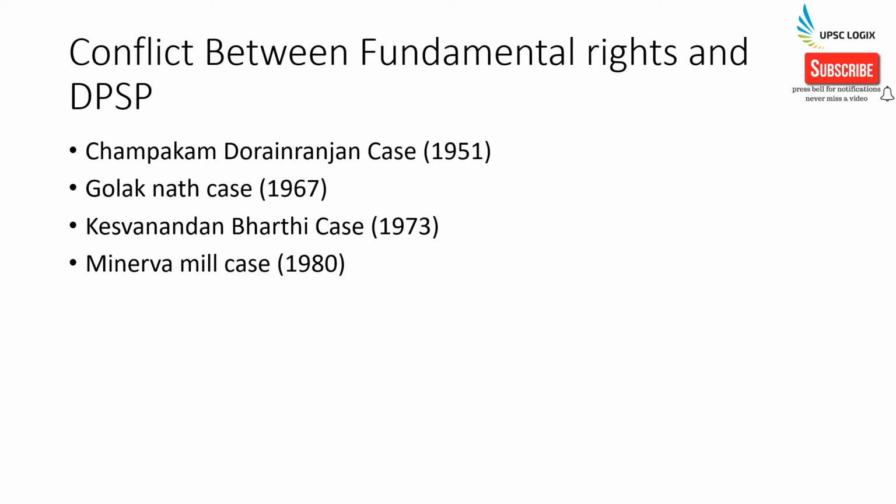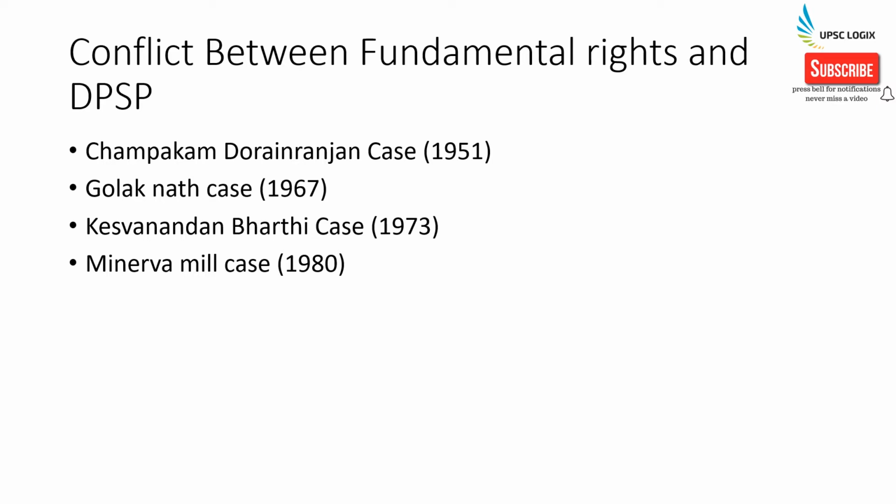Now there has always been a conflict between fundamental rights and directive principles of state policy. Since the fundamental rights are justiciable in nature and directive principles are non-justiciable in nature, it becomes a moral obligation of the state to implement directive principles according to Article 37. On the other hand, this has led to a conflict between the fundamental rights and the directive principles since the commencement of the Constitution.